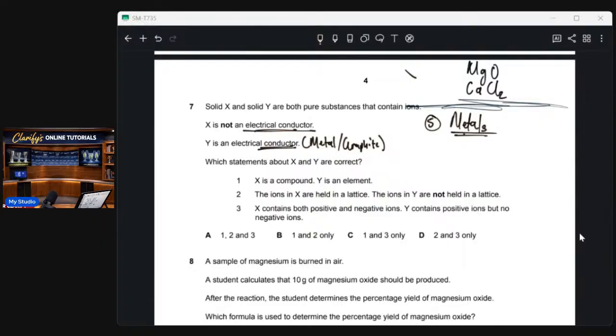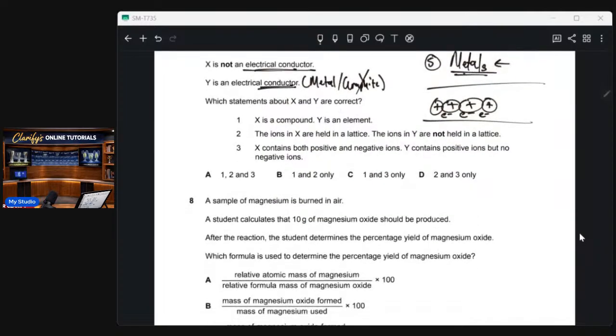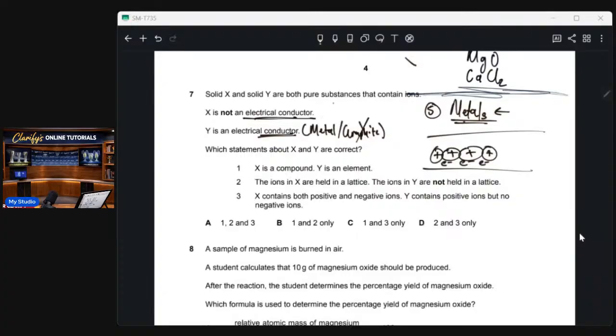These are both pure substances that have ions. Now metals have ions, so graphite, you're out. Remember, in a metal, you have big positive ions, then you have a sea of delocalized electrons moving around. So here they say, X is a compound, Y is an element. Y is an element, yes. Y is a metal, so it must be an element.